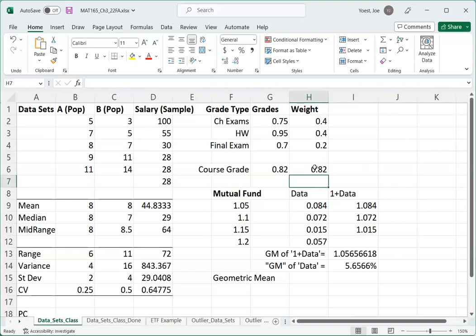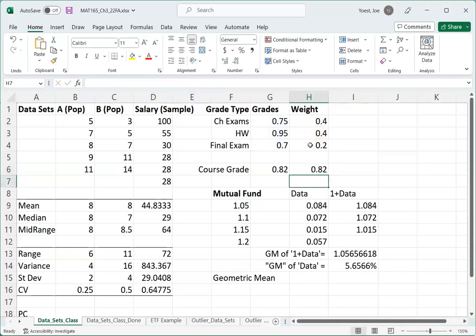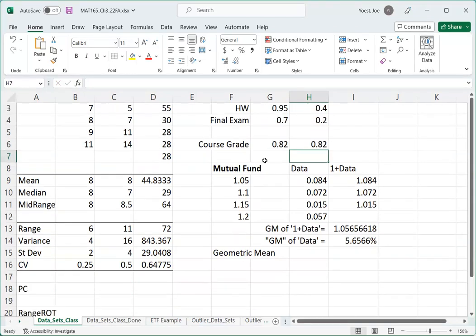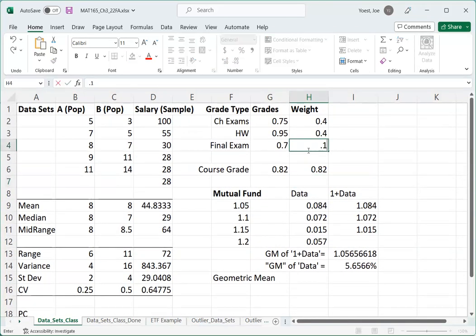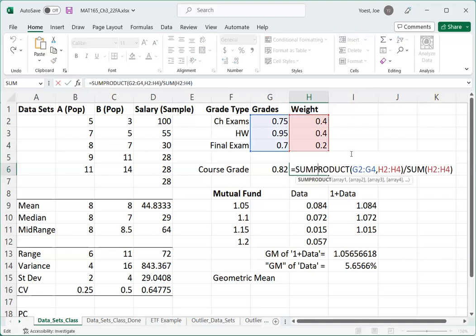Okay. Oh, and I should note that SUMPRODUCT only does the numerator. So technically I should be a little more careful and divide by the sum of the weights. I really ought to do that. So now if I go and change this one to 0.1, now these both update the same. I was being a little lazy with the SUMPRODUCT because I knew the weights all added up to 1.